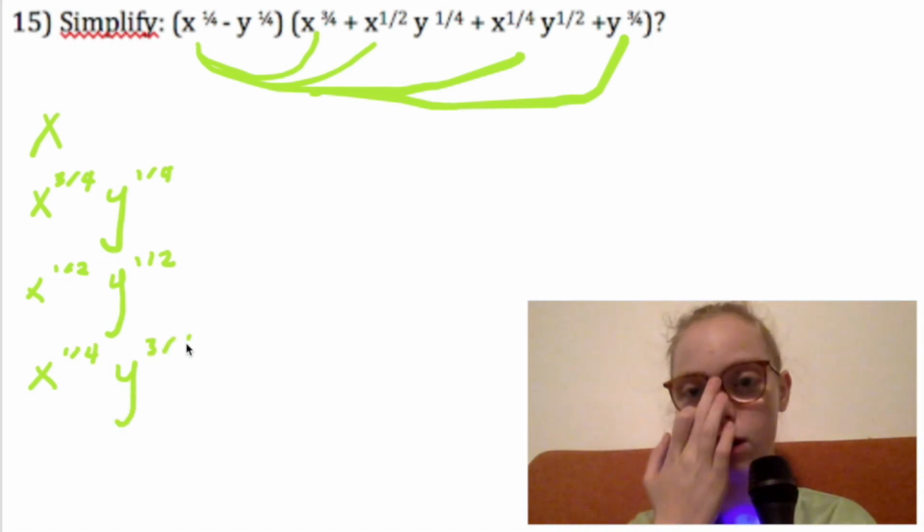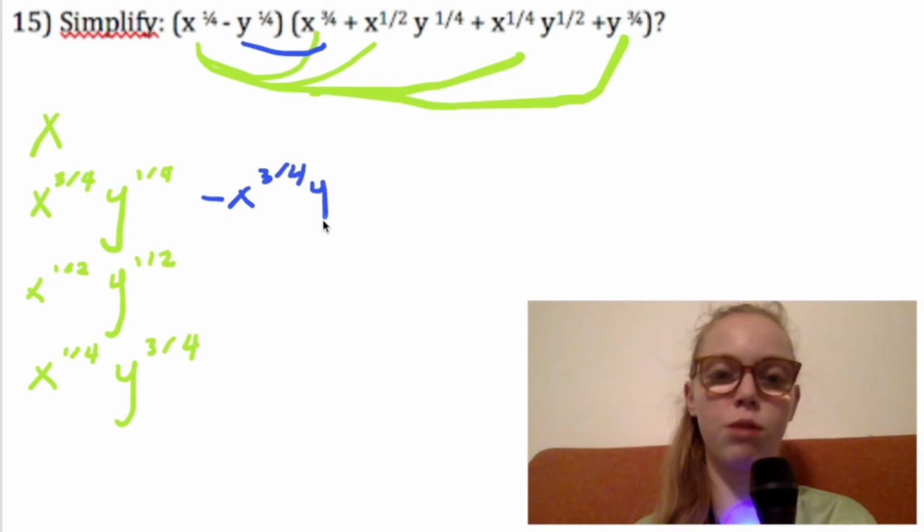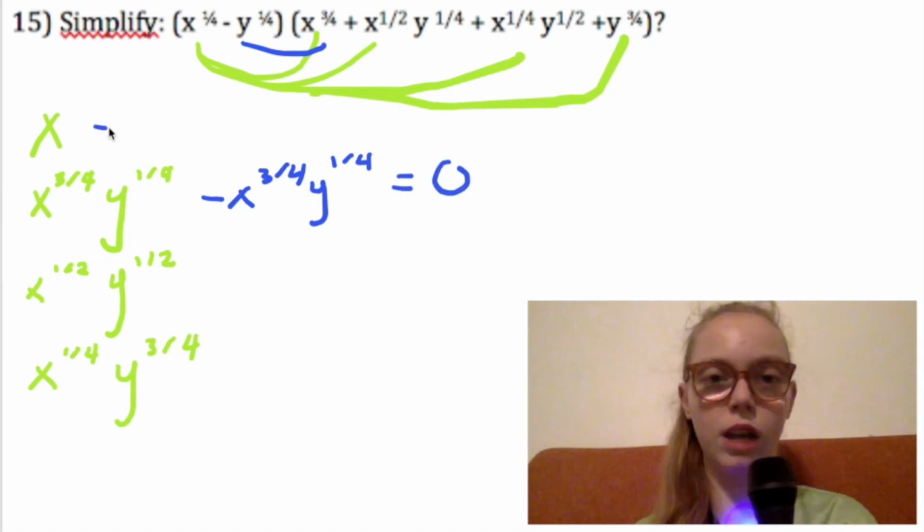Now let's move on to the y term. So we have y to the 1/4, x to the 3/4. Well, we already have one of those terms, and this is negative. So we have minus x to the 3/4, y to the 1/4, which is going to equal 0. And then obviously we're going to have no more just x terms, so that's just going to equal x.